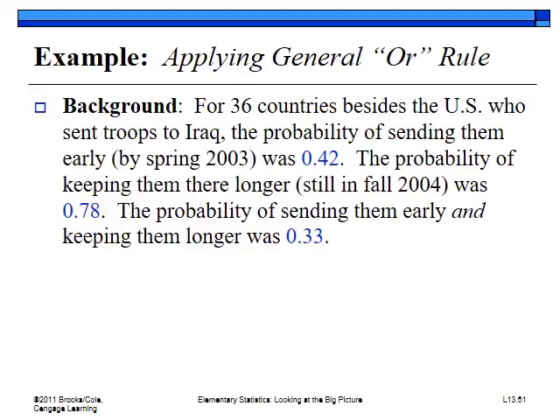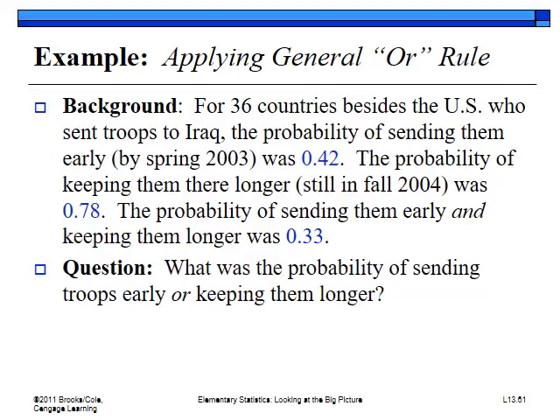Let's look at an application. For 36 countries besides the US who sent troops to Iraq, the probability of sending them early, that is by spring of 2003, was 0.42. The probability of keeping them there longer, that means they were still there in the fall of 2004, was 0.78. The probability of both was 0.33. So what was the probability of sending troops early or keeping them longer?